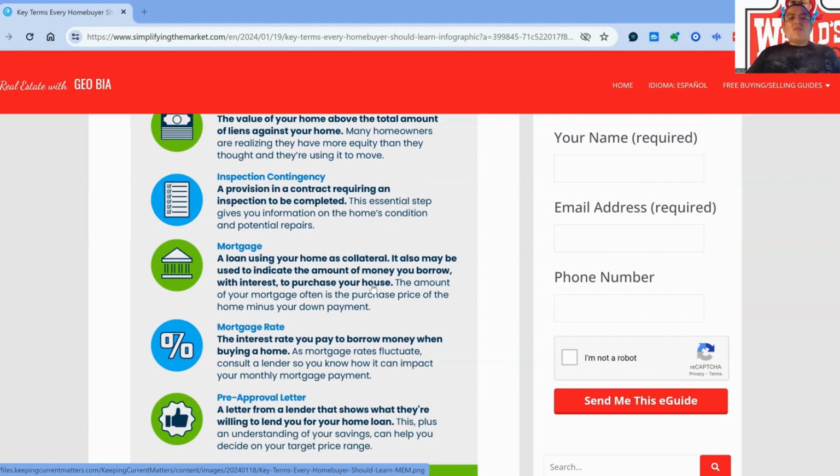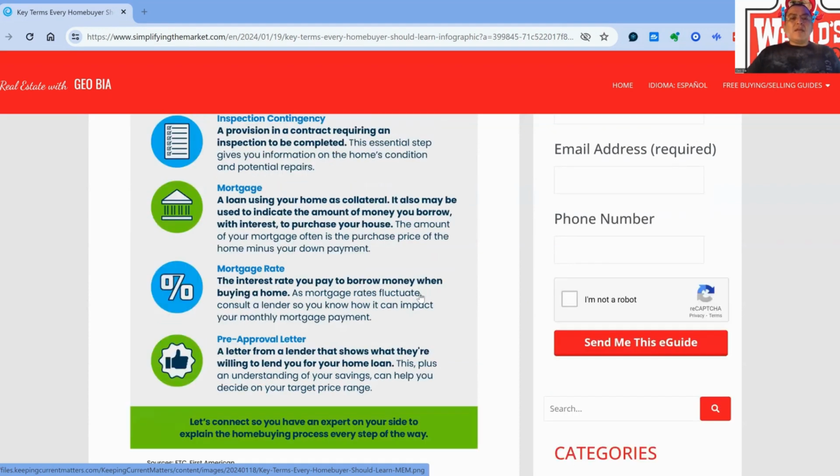Mortgage, a loan using your home as collateral. It also may be used to indicate the amount of money you borrow with interest to purchase your home. The amount of your mortgage often is the purchase price of the home minus the down payment.